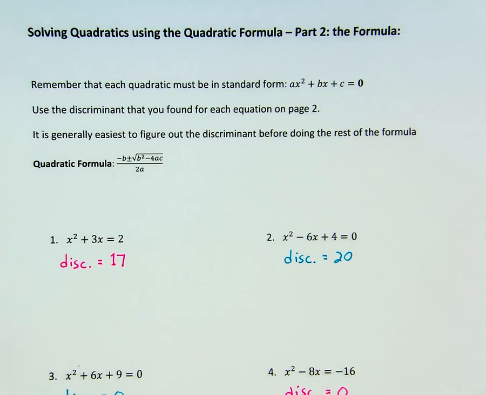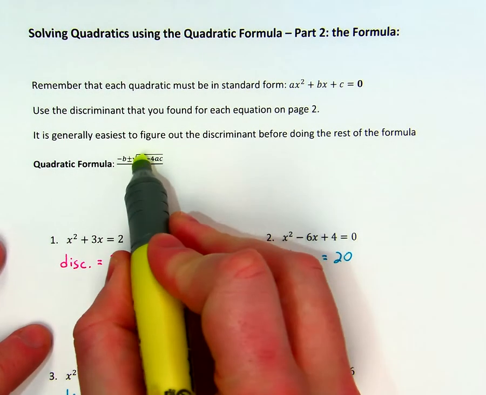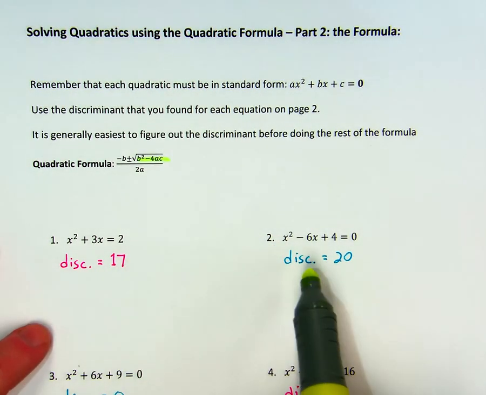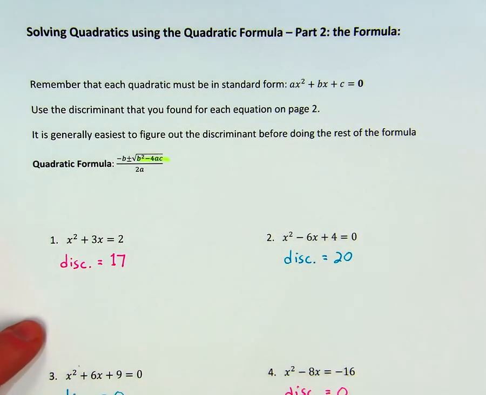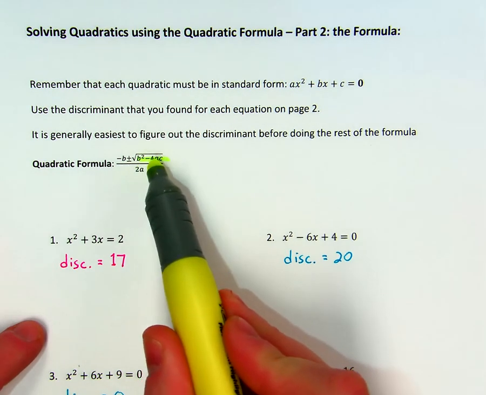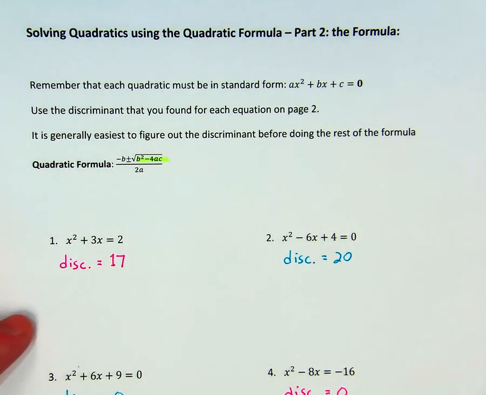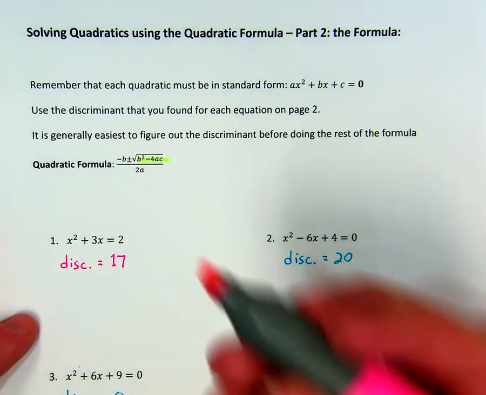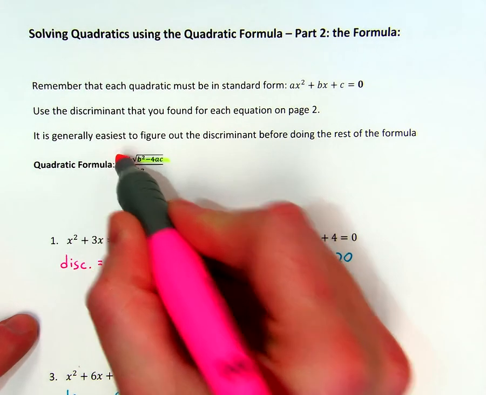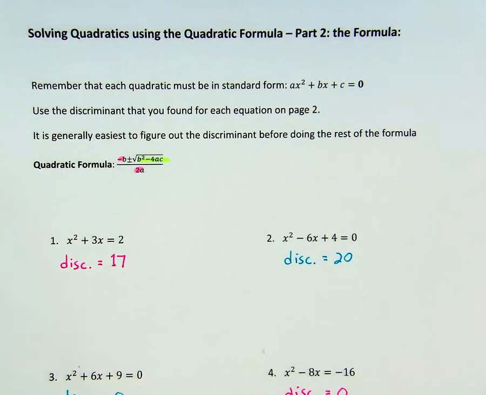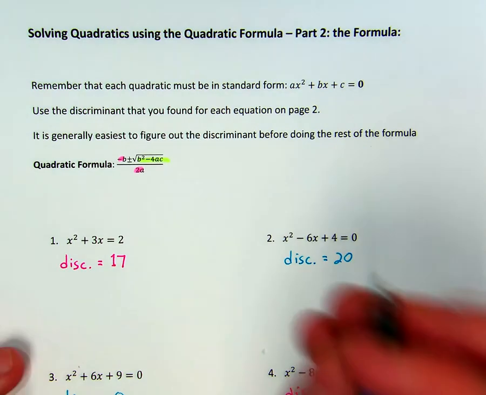This is part 2, solving quadratics using the quadratic formula. Remember that we've already calculated this part. I simply copied the discriminant down from the previous page we did, so we already know what the b squared minus 4ac part is. All that's left to add is the negative b and the 2a parts, which are pretty easy. When we fill in the full formula, it will look like this.